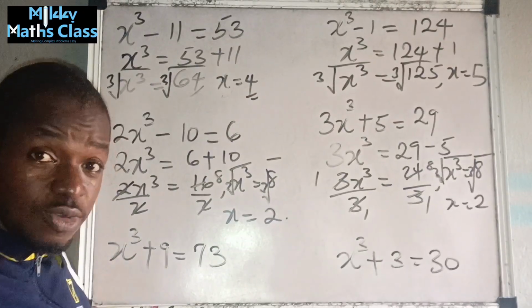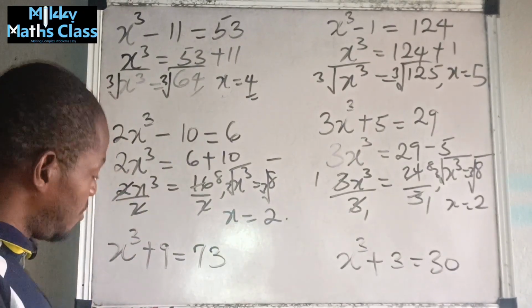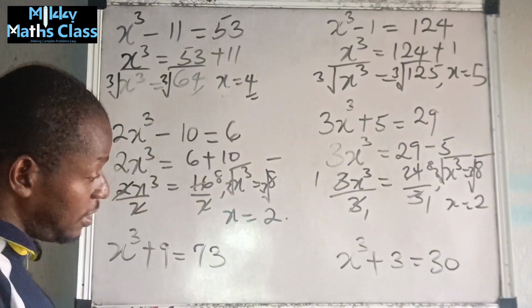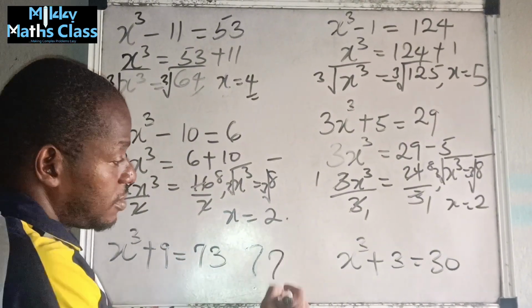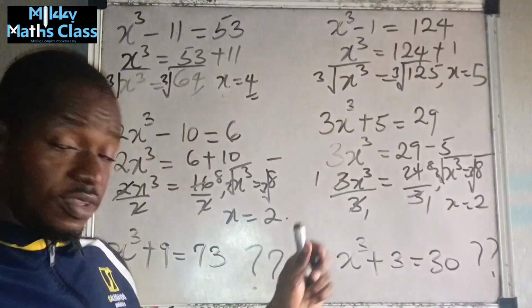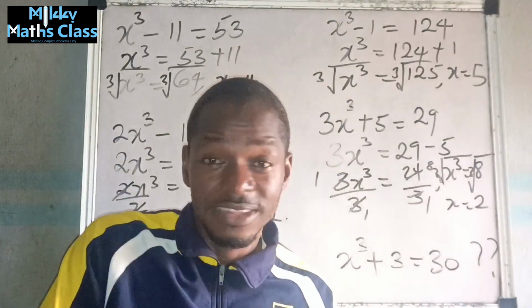Alright, look at these last 2 questions. I'm pretty much sure that you have understood the process. So I leave these: x cubed plus 9 equals 73, and x cubed plus 3 equals 30. Solve them and do let me know the answers in the comment section.